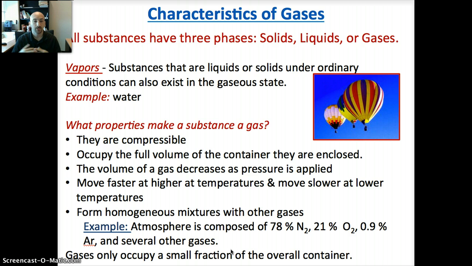So basically all substances have three phases. We have solids, we have liquids, and gases. Okay? And so substances that are liquids or solids under ordinary conditions can also exist in a gaseous state, okay, which we call vapors. And there's a lot of properties that make a substance a gas. And so gases really are just one of the easiest forms to understand.